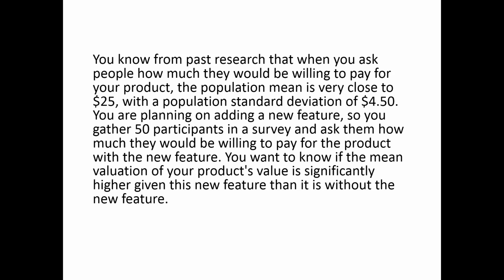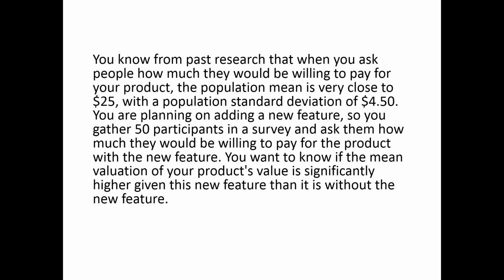So what we're doing now is we're taking one sample, asking them one question, and we're comparing their answers to a fixed value, $25, which comes from our previous research. All right, if we wanted this to be paired samples, we would have to ask the same people to rate the products with and without the new feature. If we were doing independent samples, we'd have to get two different groups of people. One group to rate the products with the new feature and another group to rate the products without the new feature and compare those samples.